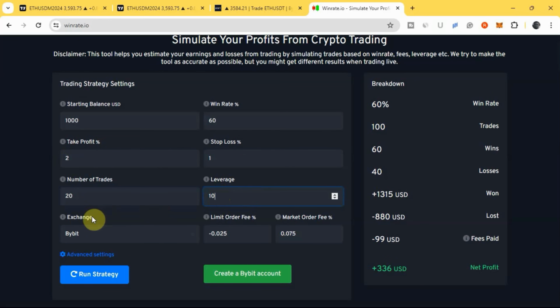So you can see right here, the next thing is to pick the exchange you're using. For me, I'll be using Bybit. So you leave it on Bybit right there. And once you pick Bybit, it will show you the fees right here. Those are the fees you'll be paying for everything you'll be doing in the market. After you've picked all of that, the next thing is you just click on Run Strategy. So I'll click on it.